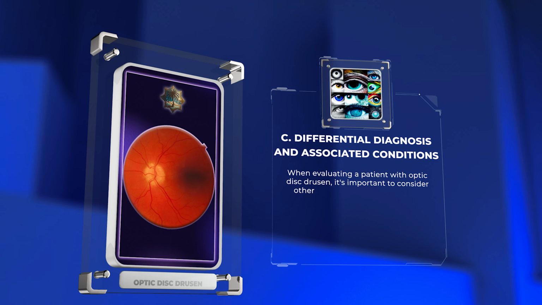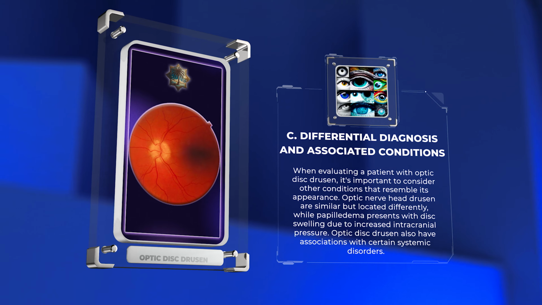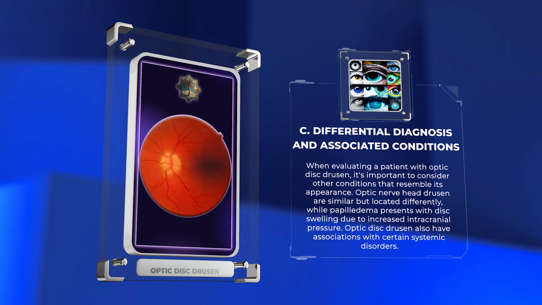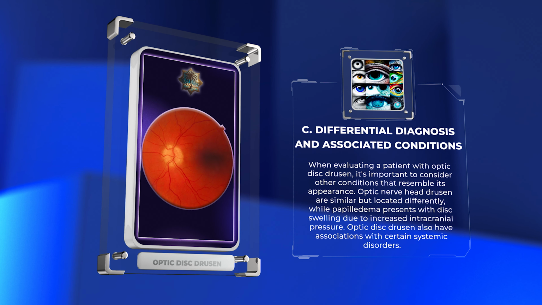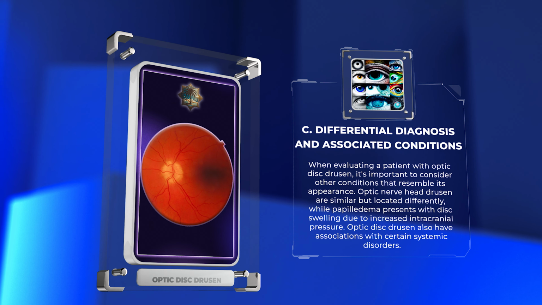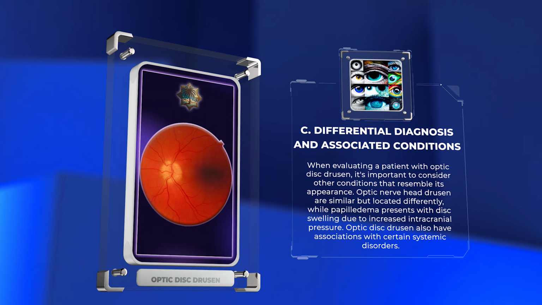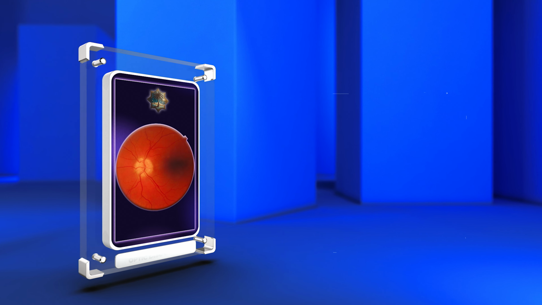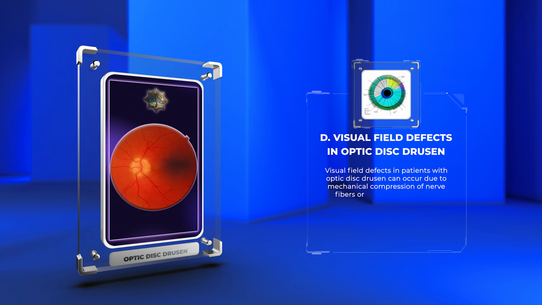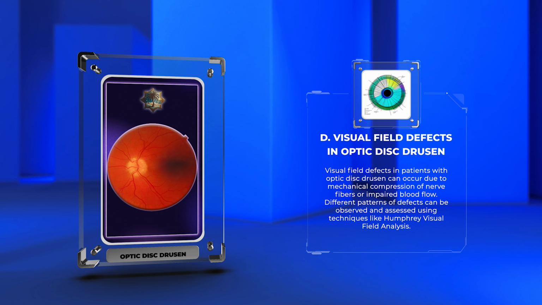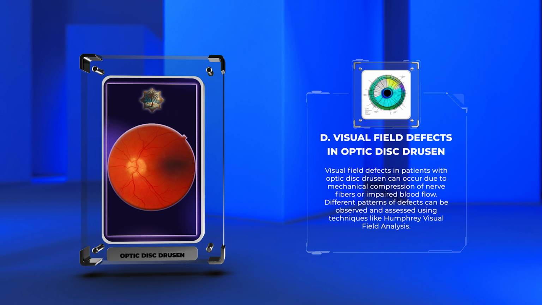When evaluating a patient with optic disc drusen, it's important to consider other conditions that resemble its appearance. Optic nerve head drusen are similar but located differently, while papilledema presents with disc swelling due to increased intracranial pressure. Optic disc drusen also have associations with certain systemic disorders. Visual field defects in patients with optic disc drusen can occur due to mechanical compression of nerve fibers or impaired blood flow. Different patterns of defects can be observed and assessed using techniques like Humphrey visual field analysis.